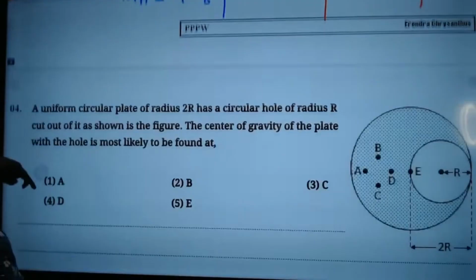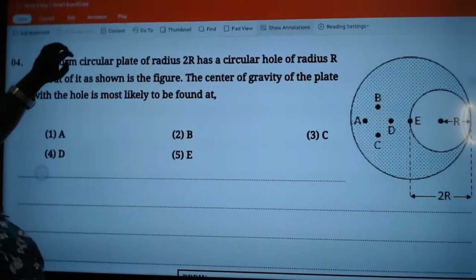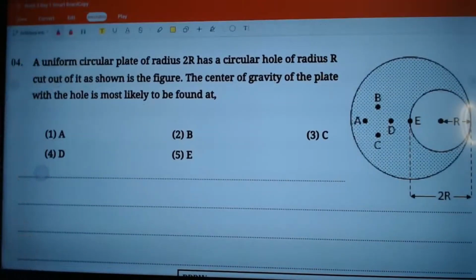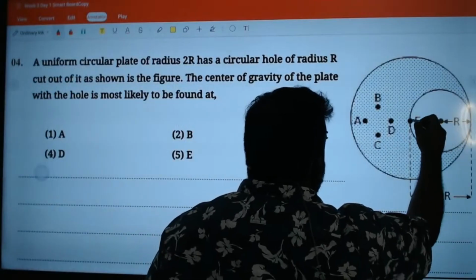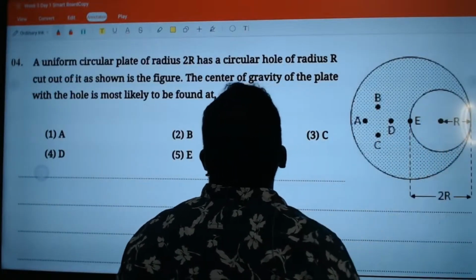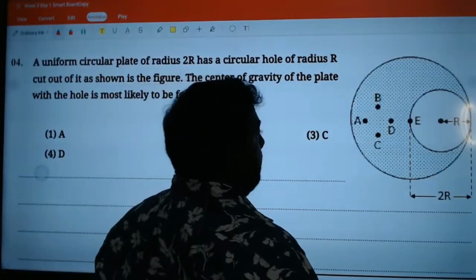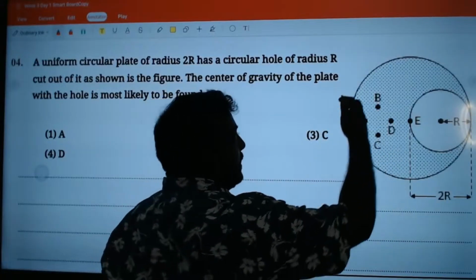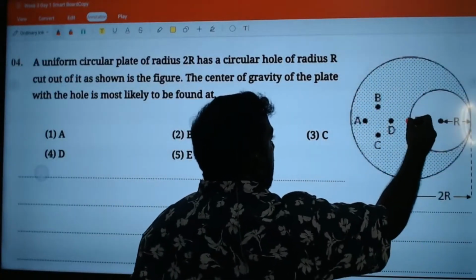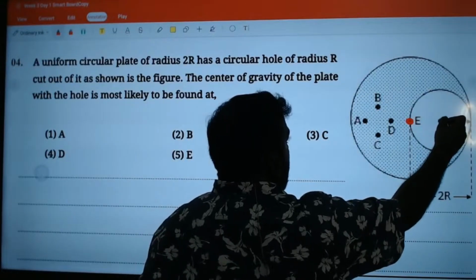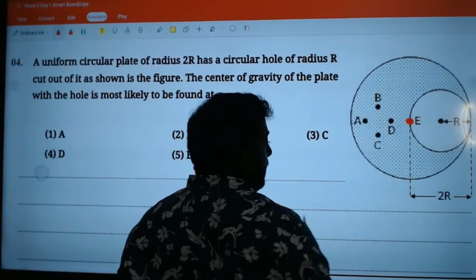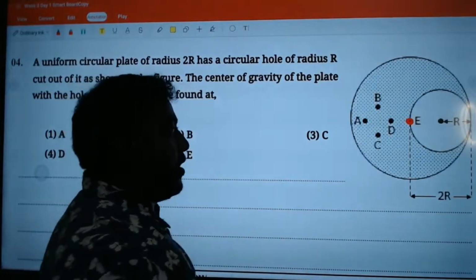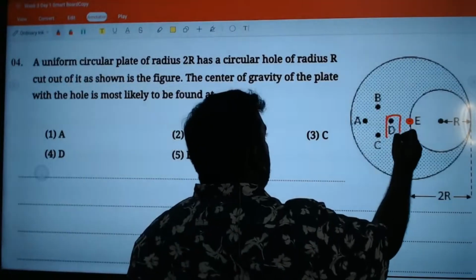Moving on. Look at this. A uniform circular plate of radius capital R is removed. What's the center of gravity of the plate? Now, very simple logic. Larger plate, center of gravity is here. When I remove this, what happens is slightly the center of gravity will shift. If the center of gravity shifts, your correct answer is going to be what?